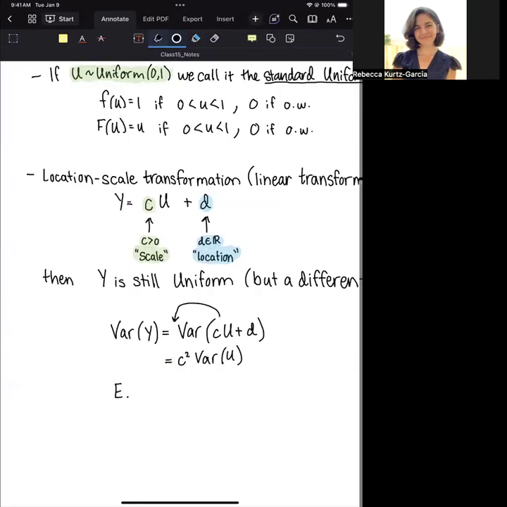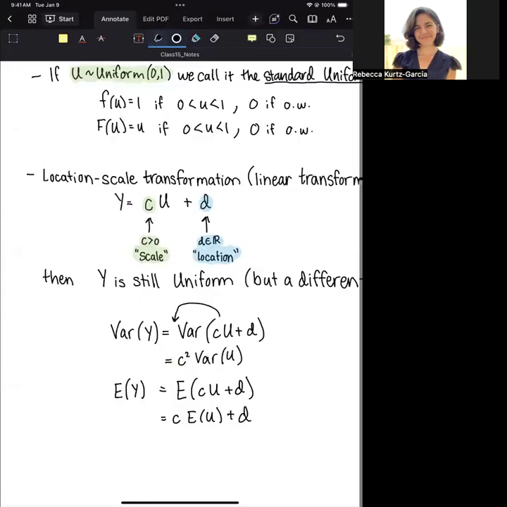In contrast, the expected value, so the expected value of Y. Now, I already know what the definition of Y is, so I'm going to go ahead and plug that in. C times U plus D. Now, D is just a constant, and I can break up the expected values by constants. C is the same thing. We can also pull it out in front, and we don't have to square it, which is nice. So this just becomes C times the expected value of U plus D.